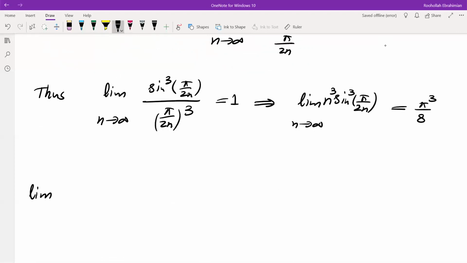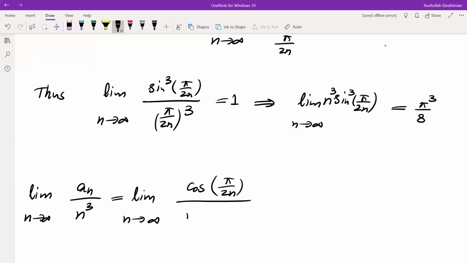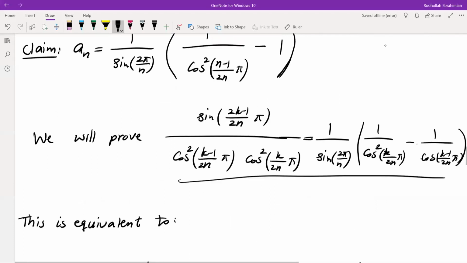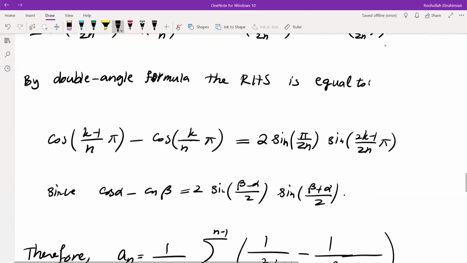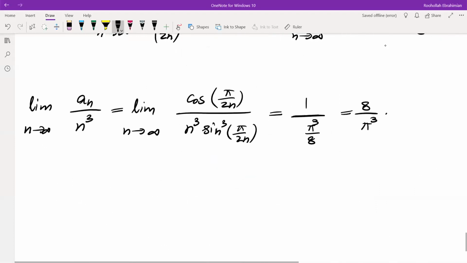So that means this is equal to the limit as n goes to infinity of cosine of pi over 2n, that's just cosine of 0, divided by n cubed sine cubed of pi over 2n. Numerator is 1, denominator is pi cubed over 8, so that becomes 8 over pi cubed, which is exactly what we claimed to begin with. 8 over pi cubed is what I claimed from the beginning. So that completes the proof.